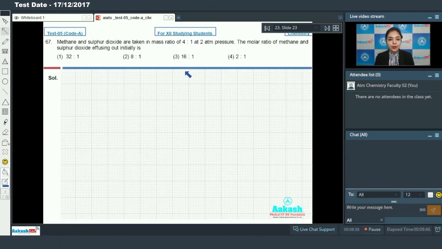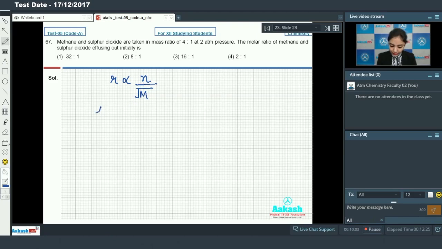So now we have question number 67, which says that methane and sulfur dioxide are taken in mass ratio of 4:1 at 2 atm pressure. The molar ratio of methane and sulfur dioxide effusing out initially is. So this question is related to Graham's law of effusion. So the rate of effusion is directly proportional to the number of moles of gas and inversely proportional to the square root of molar mass.